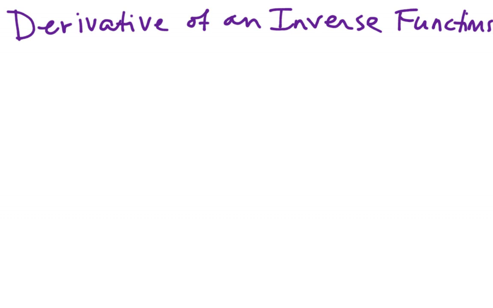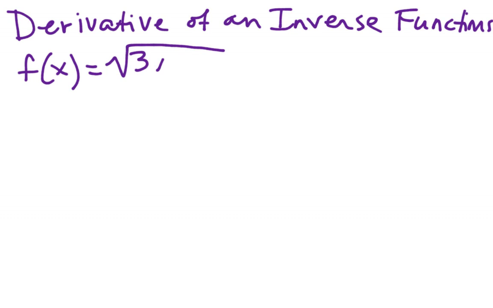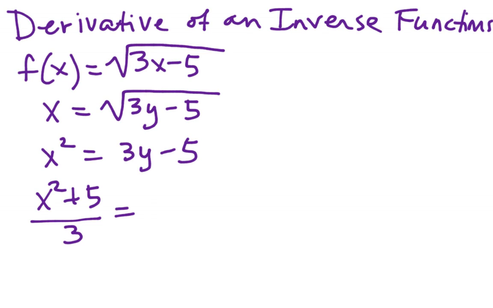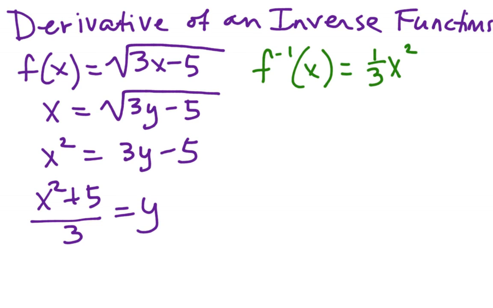Alright, here we go. Yesterday we looked at functions and their inverses. Here's a function, square root of 3x minus 5. If I want to find the inverse, I'm swapping out the x with the y and solving for y. And I get x squared is equal to 3y minus 5. Solve for y and I get x squared plus 5 all over 3 is equal to y. I'm going to rewrite in function notation. Inverse f of x is equal to 1/3 x squared plus 5/3.